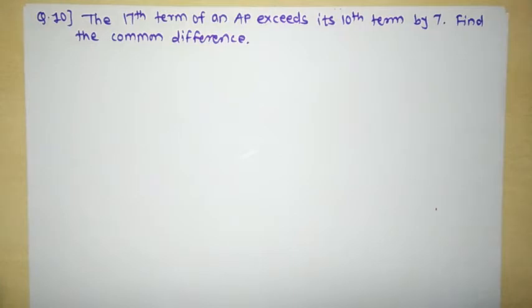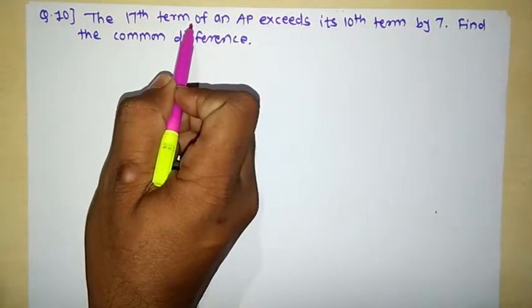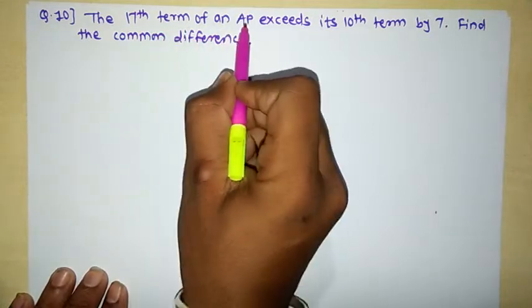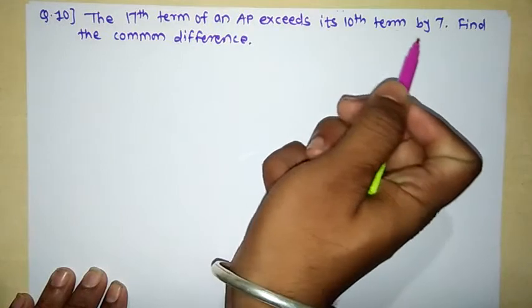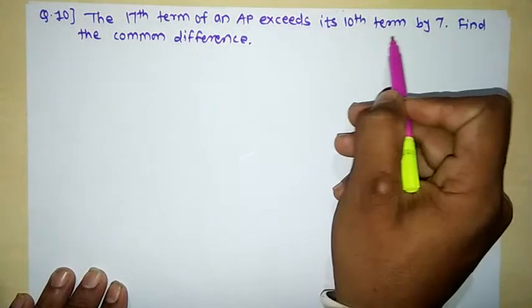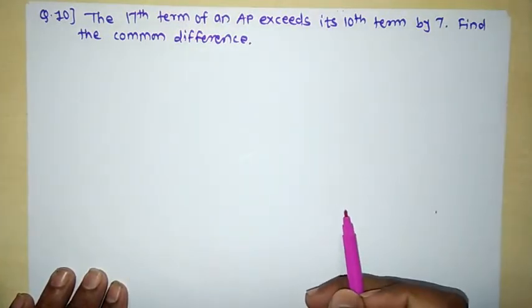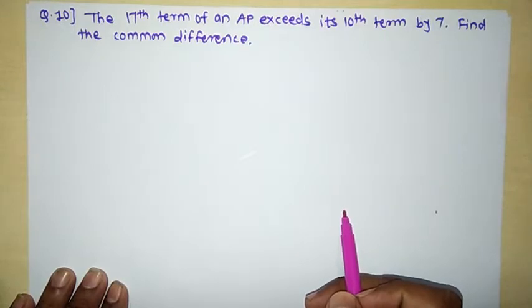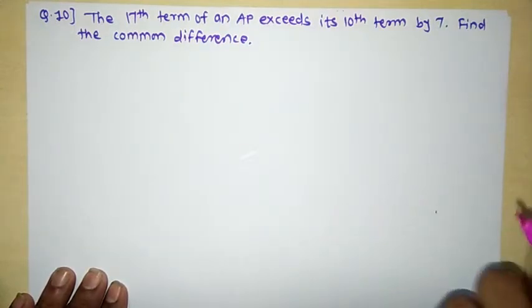Okay students, now we will see question number 10 from exercise 5.2. The question is: the 17th term of an AP exceeds its 10th term by 7. Find the common difference. Here we have to find the common difference, and what is given? The 17th term of an AP exceeds its 10th term.